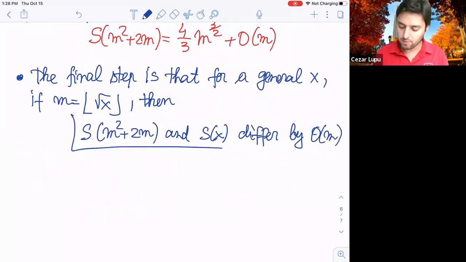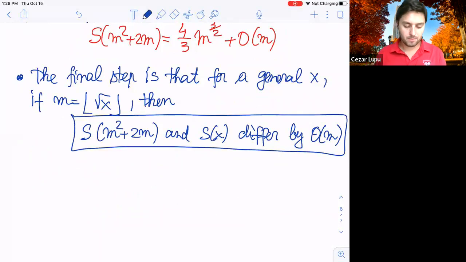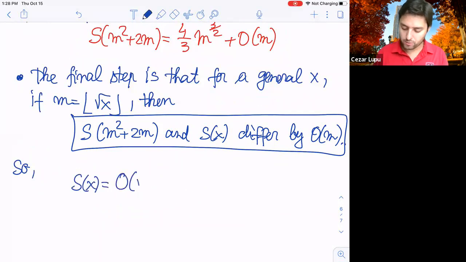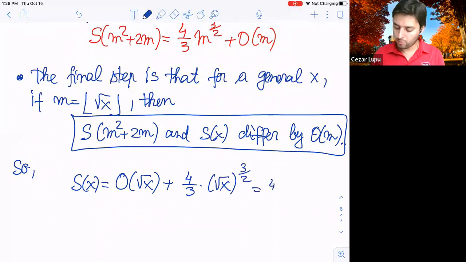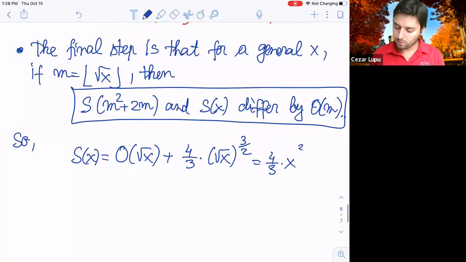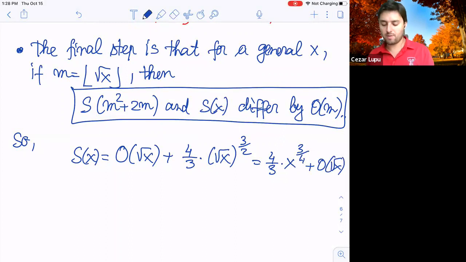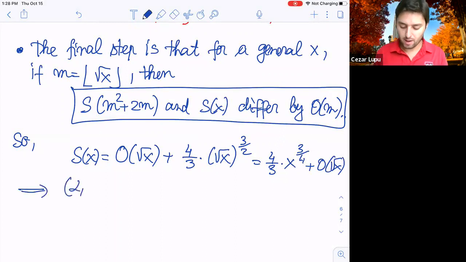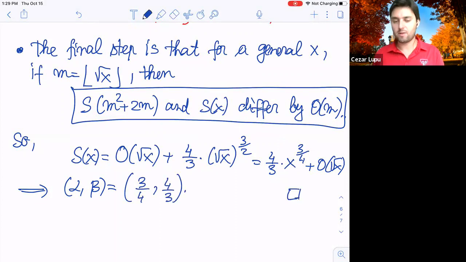So with this observation, it follows that S of x is nothing else than O of square root of x plus 4/3 times square root of x, everything to the power 3/2. Or if you want to write this, it would be 4/3 times x to the 3/4 plus O of square root of x. So we can deduce that alpha and beta are nothing else than 3/4 and 4/3. And that's it. All right, so these are the main steps.